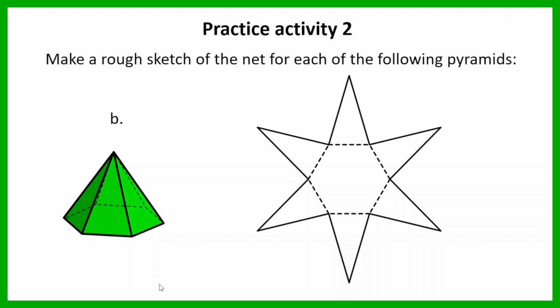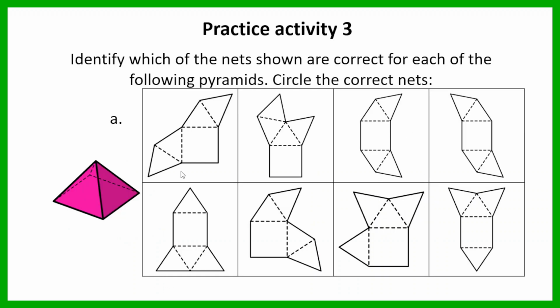So now we're going to go on to an activity where I'm going to give you nets for pyramids, and you need to identify which of the nets are correct, which nets will actually work to build the pyramid that you have been given. So in this example over here, you've been given 8 different nets. You need to identify which of these nets will actually work for this pyramid. Okay, so you need to look at these nets very carefully because not all of them are correct.